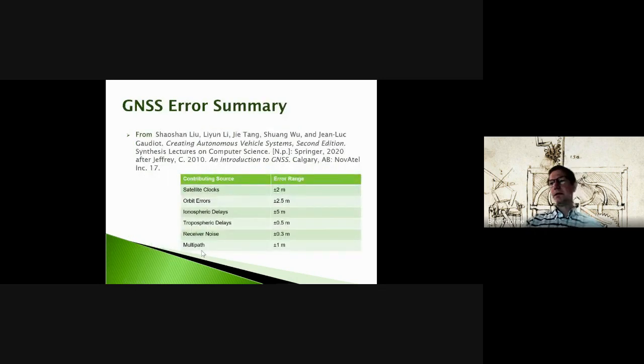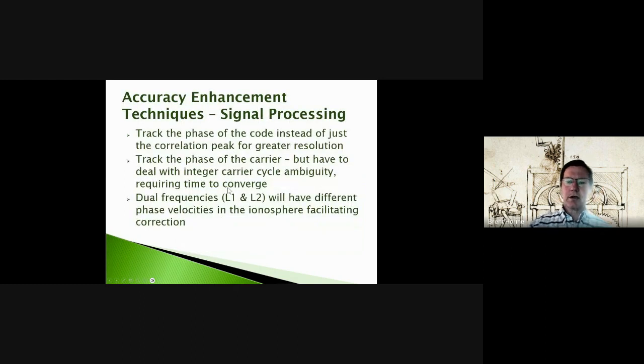So let's look at some of this. Pulling this from your book, we see that there are some numbers here. Some of these can be corrected, and some of these are more difficult to correct, right? So exactly what kind of error you're going to have for each of these can be affected by how much work you've done to, let's say, calculate the specific ionosphere delay and compensate for it. Okay, so let's talk about that a little bit.